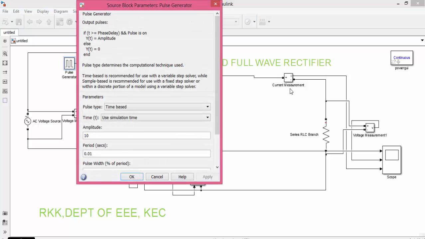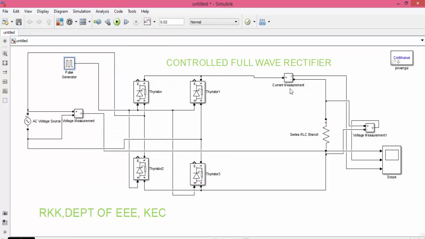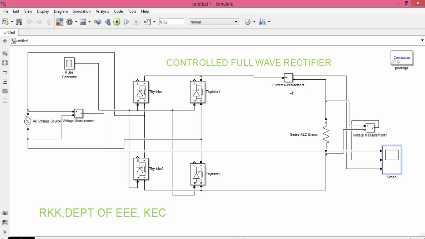Okay, now let us go and change the value to 0 and apply it. Now you can see that the whole input appears on the output. This is the reason why it is called a controlled full wave rectifier. Thank you.